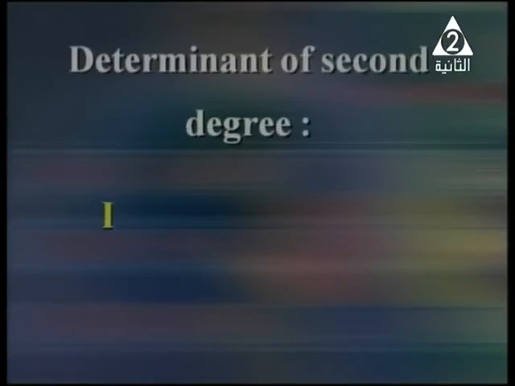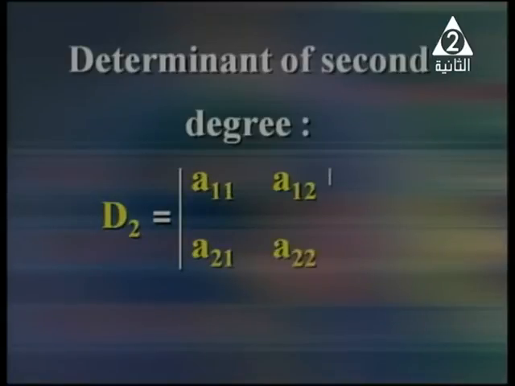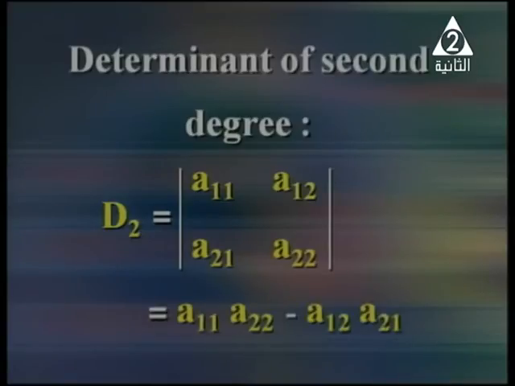Determinant of second degree, D2, has two rows and two columns. The first row is A11, A12. Second row A21, A22. What do you mean by A21? A21 means the element in the second row, first column. A22 means the element in the second row and the second column. By cross multiplication, A11 times A22 minus A12 times A21, this is the value of determinant of the second degree.